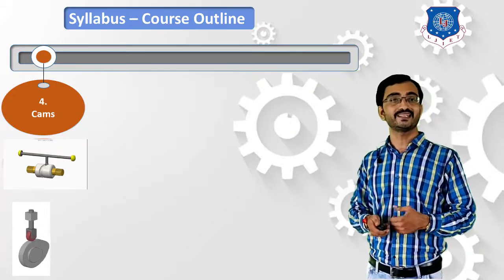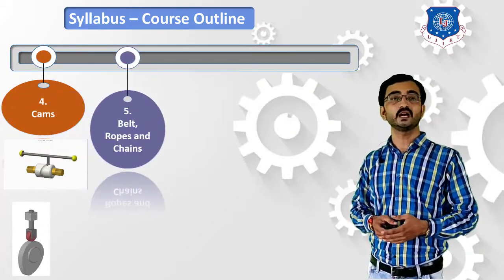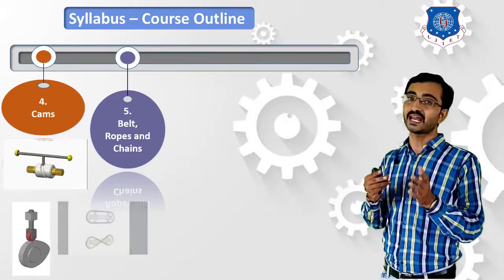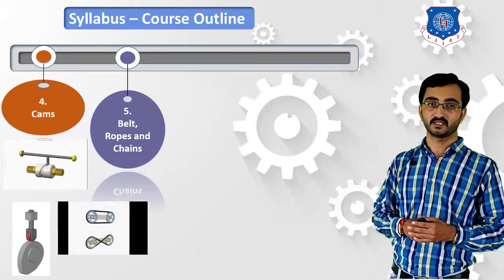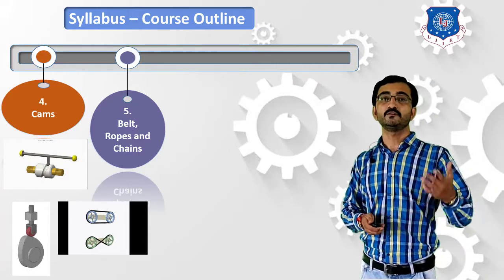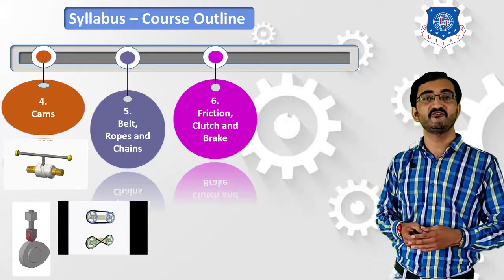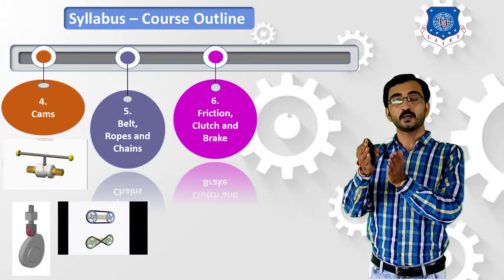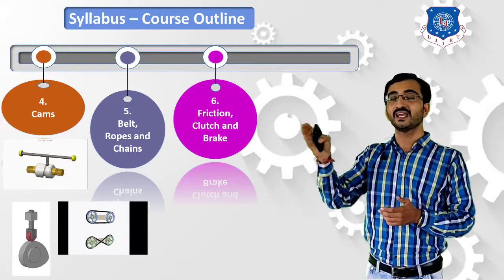Then in the next chapter, chapter number 5, we will be learning about the belt, rope and chain. Okay, these three components are mainly used for power transmission purposes. Then in chapter number 6, we will be learning the fundamentals of friction and how this friction is useful to develop the components known as the clutch and brake.